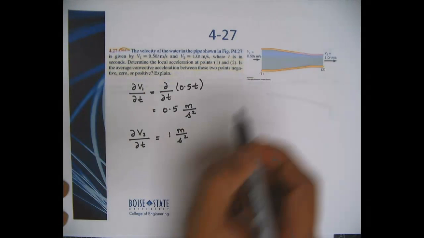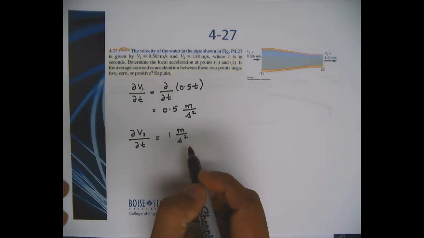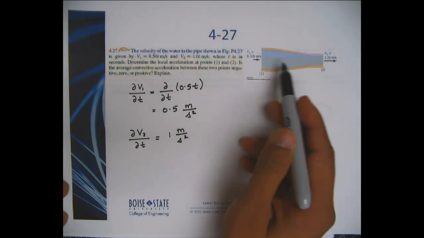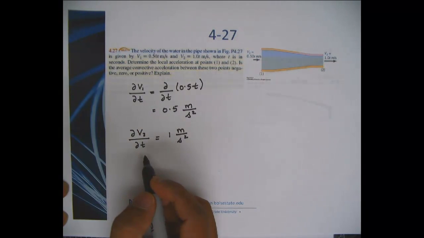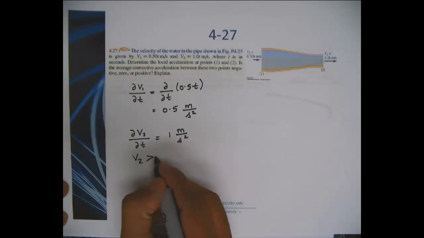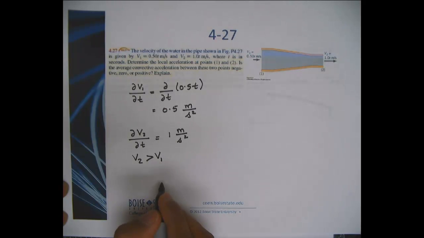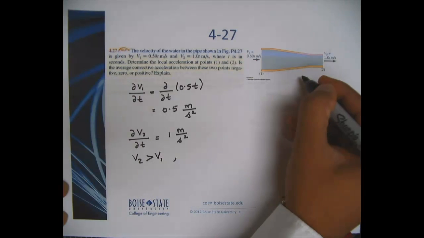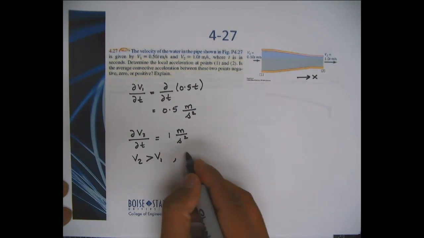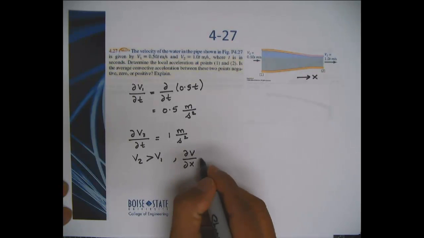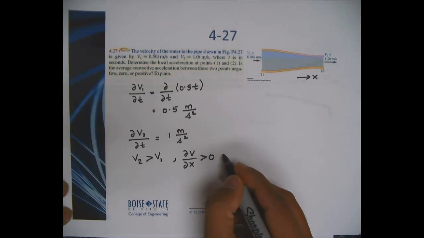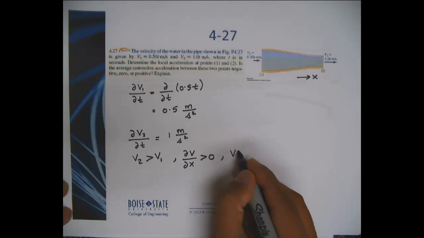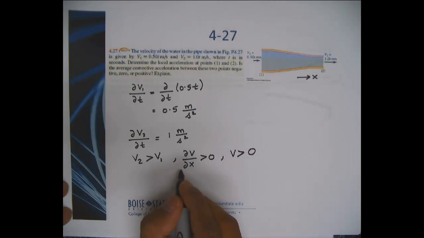So this is an example of a nozzle. You see that the velocity is increasing as it goes through this contraction. It's going from a higher area to a lower area. So obviously, even from the data, for any t, V2 is greater than V1. And also, if I consider this as my x direction, dv over dx will always be greater than 0. And also for t greater than 0, we know that v is always going to be a positive value.